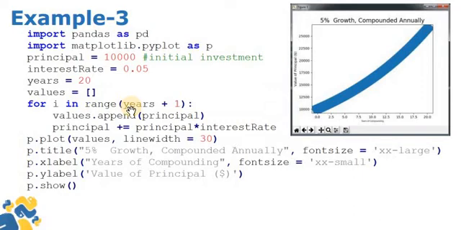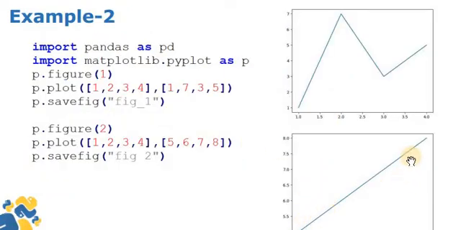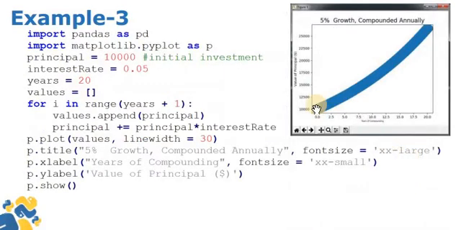Now how can we plot those values? Here p.plot is the function. Which values do we want to plot? The values list, so here I am passing the values list. What is the line width? Here you can see the width of the line. In our previous programs we did not give the width, but if we want to print the line with more width, there is a variable linewidth equal to 30. So it will look like a border.